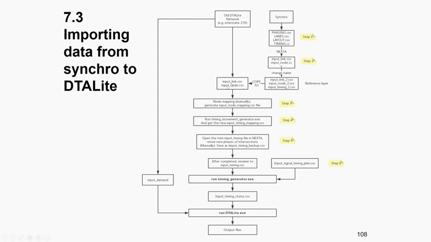After this entire process, you are going to have this complete input_timing.csv plus the input signal timing plan for the different time of day plans. We can run the timing generator to further generate the timing status and run DTALite. The process looks quite complicated, but we are able to address a number of concerns.